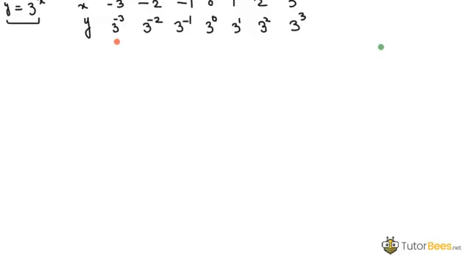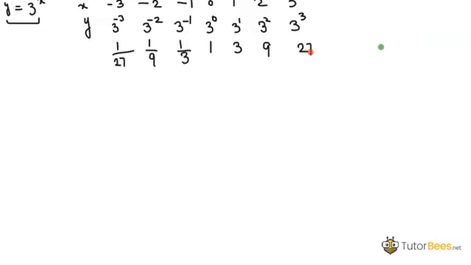When you simplify, it will give you 1 by 27. Because the power is negative, you convert it to positive and write it in fraction form. It will become 1 by 9, right? It will become 1 by 3. Now 3 raised to the power 0 will become 1. It will become 3, it will become 9 and it will become 27.